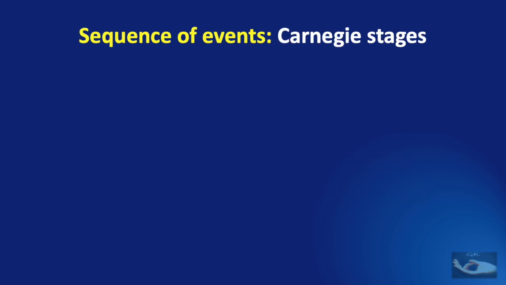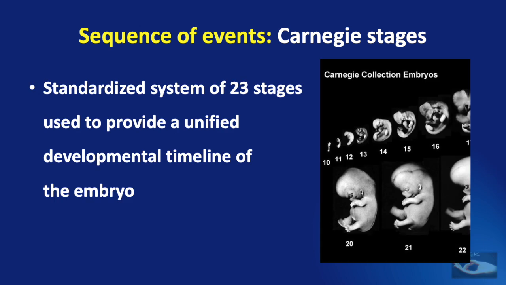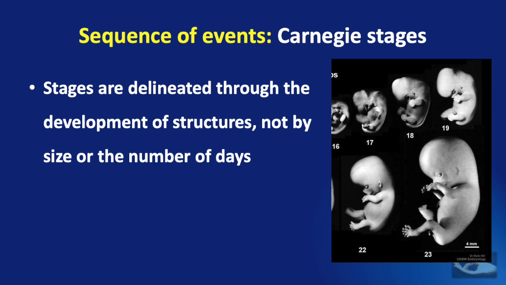The sequence of events of development of the upper limb in the embryo can also be discussed in relation to the Carnegie stages. This is a standardized system of 23 stages which is used to provide a unified developmental timeline of the embryo. The stages are delineated through the development of structures and not by the size or the number of days since fertilization. We shall be using the Carnegie stages to describe certain developments in the upper limb at different points on this video.